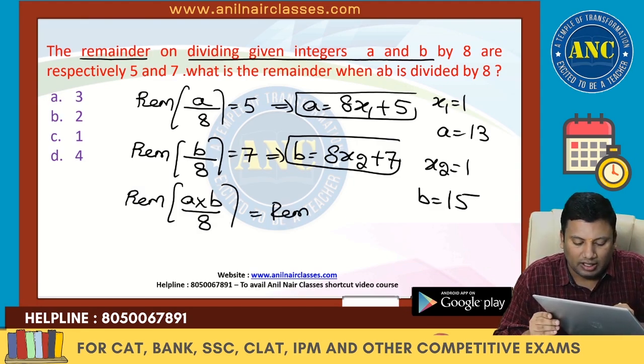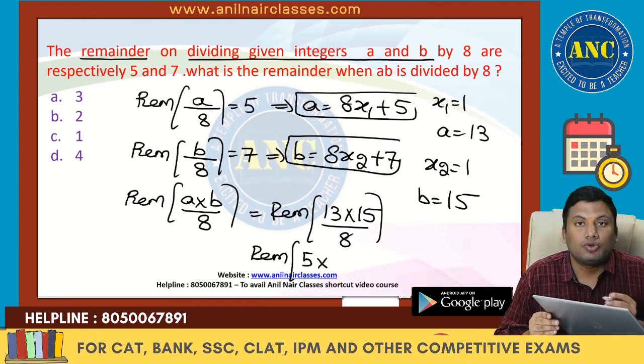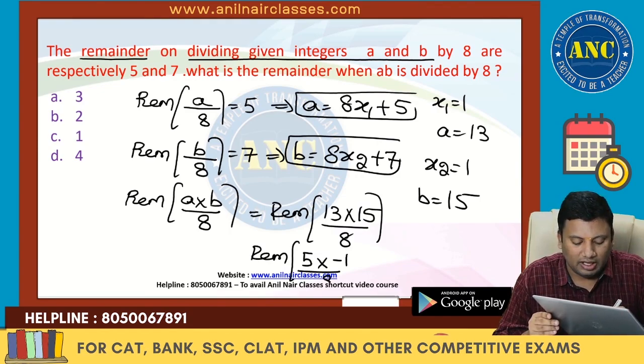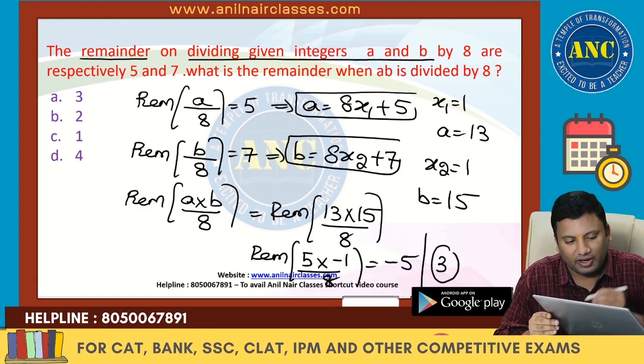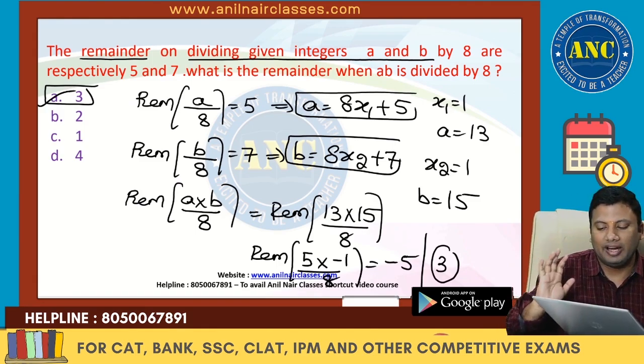This is 13 into 15 when divided by 8. 8 ones are 8, the remainder is 5. 8 twos are 16, which is minus 1, so minus 5. Negative remainder minus 5 gives positive remainder 3. Positive remainder 3. I hope the idea is clear.